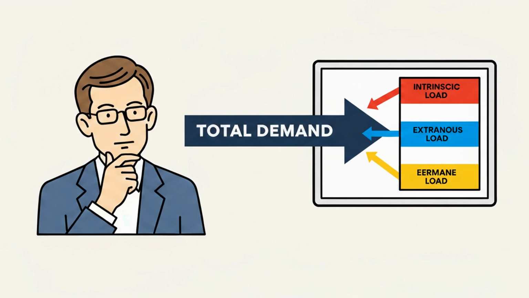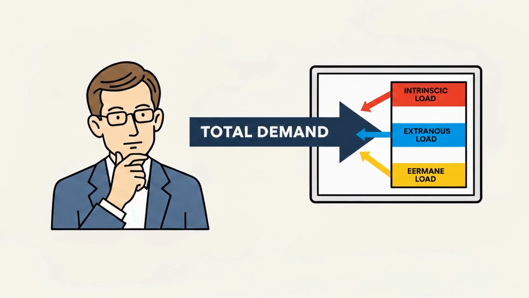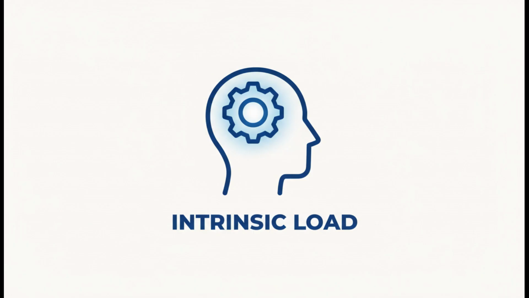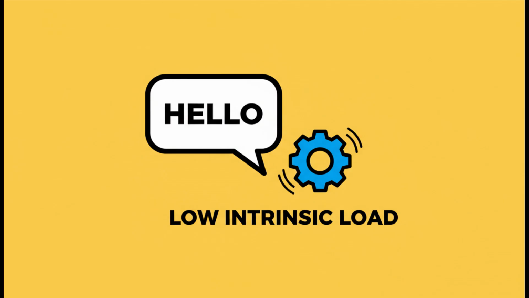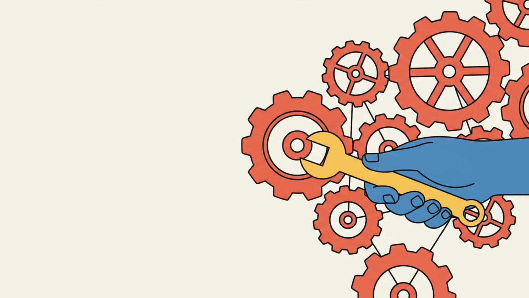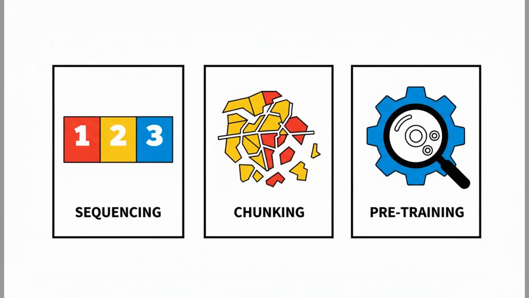CLT, pioneered by John Sweller and expanded by many others, breaks the total demand on that whiteboard into 3 kinds of load. Intrinsic load, the built-in complexity of the thing itself. Saying hello in a new language, low intrinsic load. Solving a multi-step physics proof or debugging a gnarly codebase, high intrinsic load. You can't erase intrinsic load, but you can manage it by sequencing, chunking, and pre-training key elements before showing the whole beast.